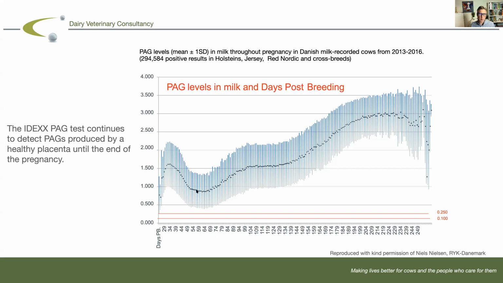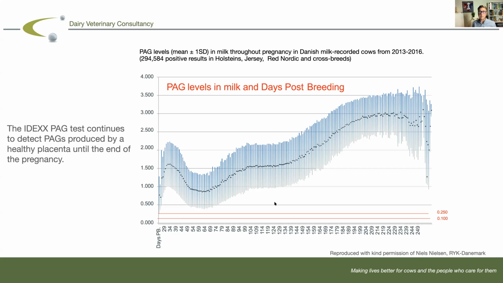Now note that around about day 60, there is a slight dip in the mean PAG levels. The test cutoff which is used means that this rarely causes a problem, but around about 2 to 3% of pregnant cows may have a result in the recheck zone during this short period. And that's something which is worth considering, and I talk more about that in one of the later videos explaining interpretation of the test. So that brings me to the end of this first video.